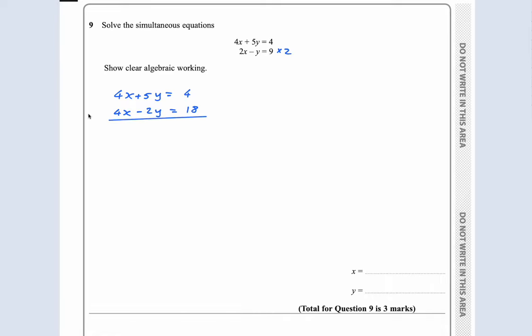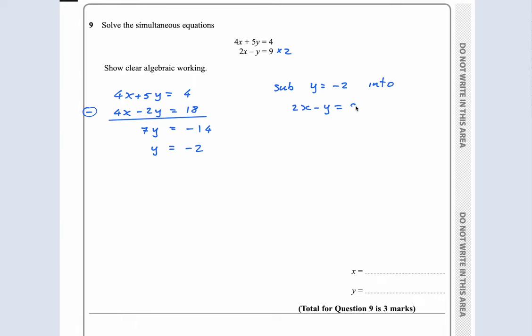Then I need to subtract, because these are the same, so 4x minus 4x is 0. 5y minus 2y. So be careful, I'm subtracting 2y. It gives me 7y, because it's plus, minus, minus, plus. And 4 minus 18 is minus 14. Divide by 7, and I get negative 2. Then I'm going to sub y equals negative 2 into this equation.